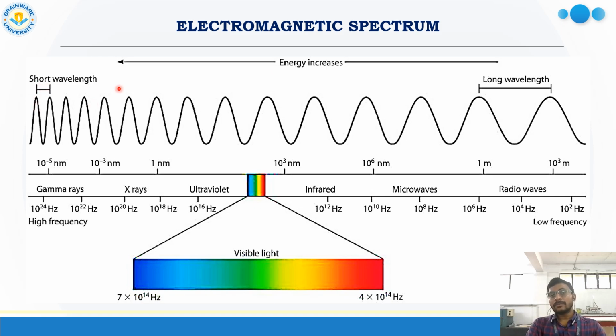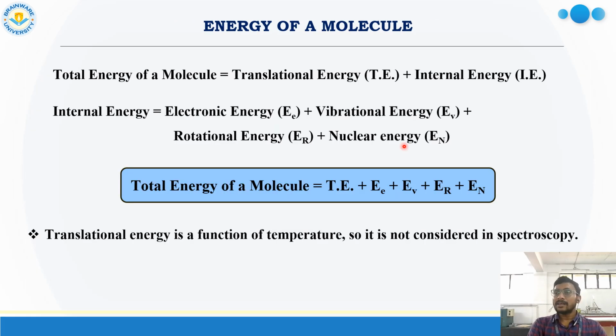That means the energy from left to right is decreasing. So ultraviolet will have higher energy compared to visible, which again will have higher energy compared to infrared. It goes on like that. So next is the matter, that is our molecules.